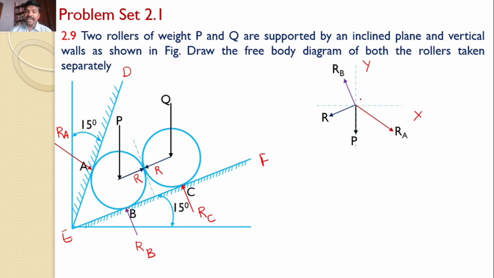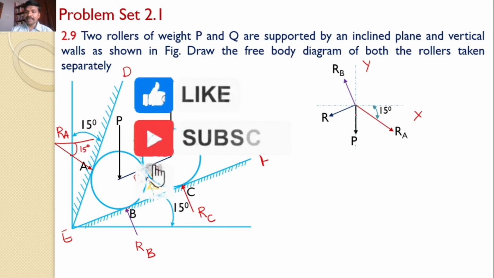We need to indicate the angles also, very important. P is vertical, of course, along the y-axis. Now let us take RA. We know that RA is perpendicular to DE and that DE makes an angle of 15 degrees with the vertical. Hence, RA makes the same 15 degrees angle with the horizontal. That means this angle becomes 15 degrees.